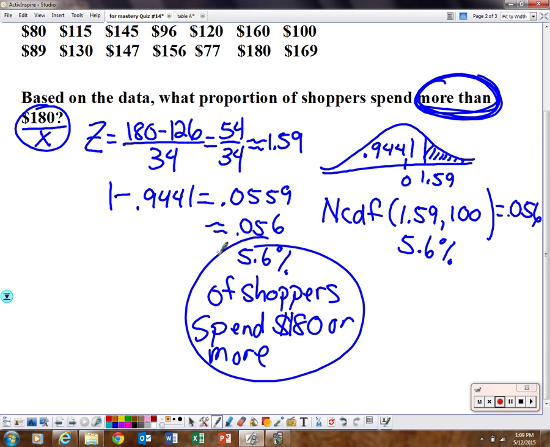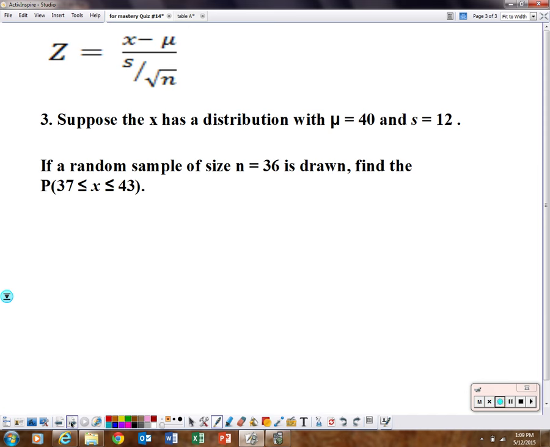All right, problem number 3. Here our z-score changes a little bit because we're dealing with a sample size. So we've got to do a little bit more work here, okay? Not too much. So suppose the x has a distribution with a mean of 40 and standard deviation of 12. If a random sample of size n equals 36 is drawn, find the probability that x is between 37 and 43. So we've got to do 2 z-scores.